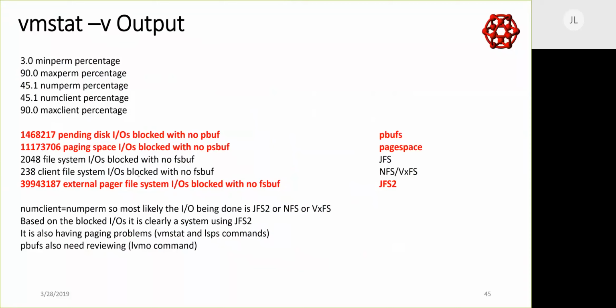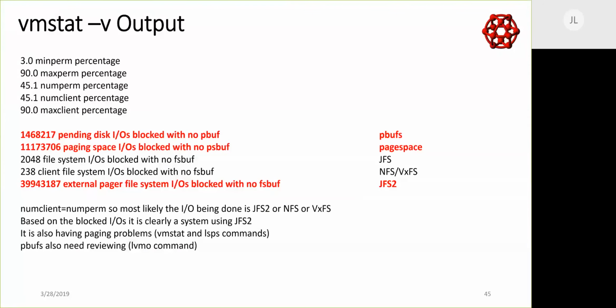Because as an example, I happen to know this system was only booted 2 or 3 days beforehand, so these numbers are very bad. So what this is saying is that there were 1.4 million pending disk I/Os blocked with no PBUF. Now PBUF is a pinned memory buffer that is assigned, and the group of PBUFs is assigned per volume group. And the default is that there are 512 PBUFs for every hdisk in that volume group.